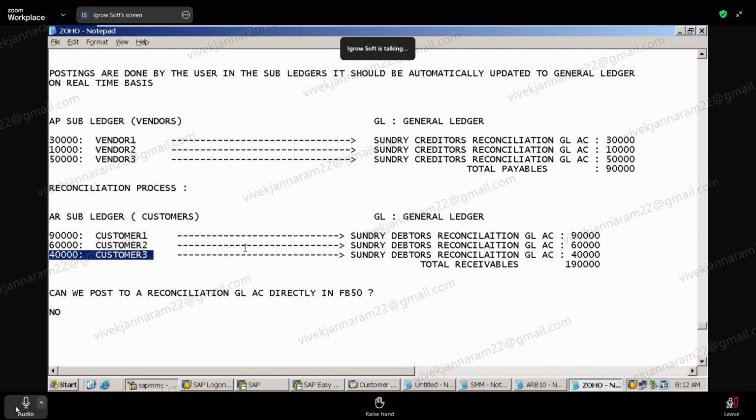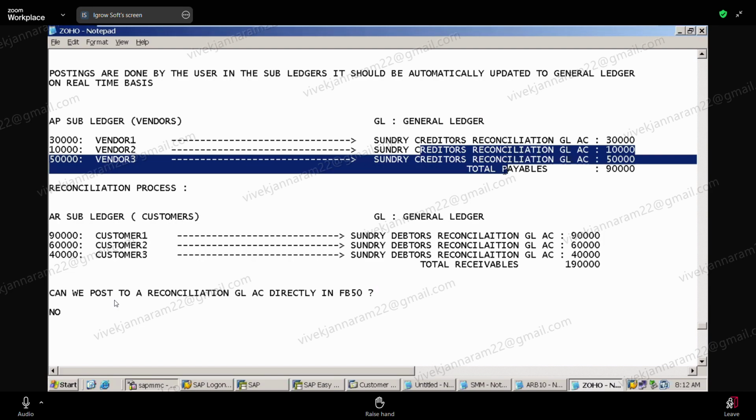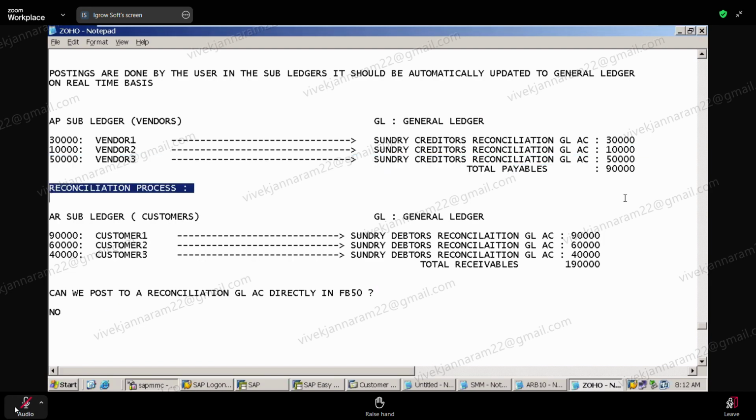Total payables, how much I have to pay all the people? That is in the general ledger, the GL account, Sundry Creditors. Correct. So total, collectively, comprehensively, you will see in the general ledger. Individually, vendor wise, customer wise, you will see in the subledgers. Is it clear?